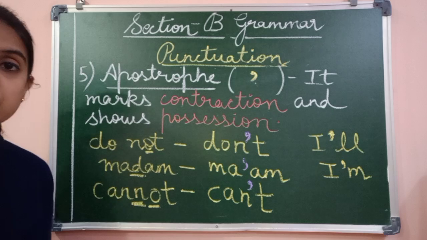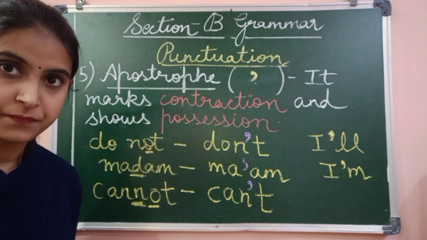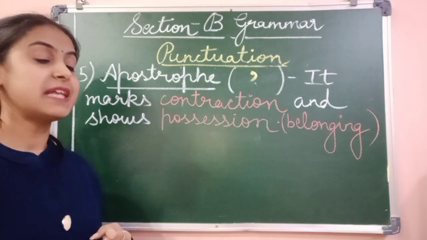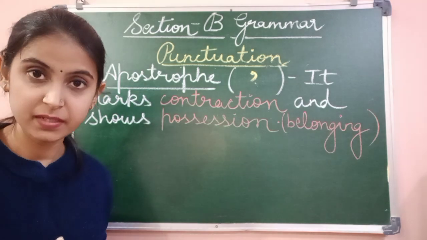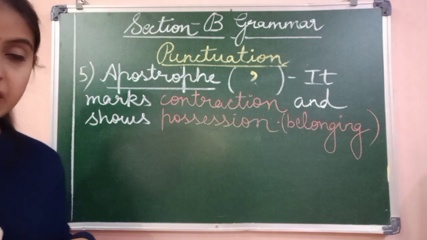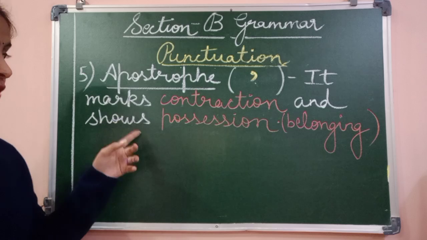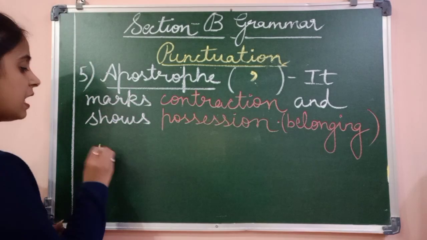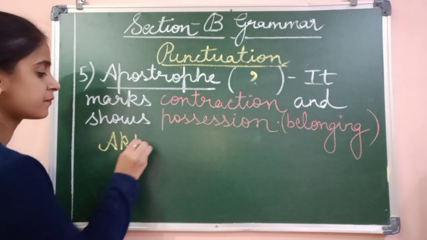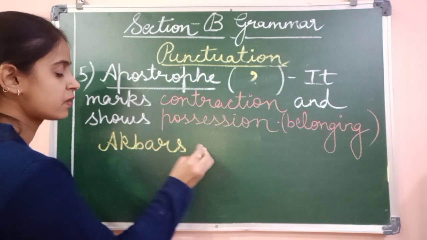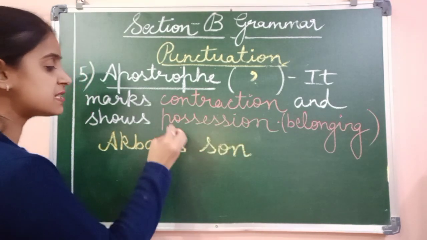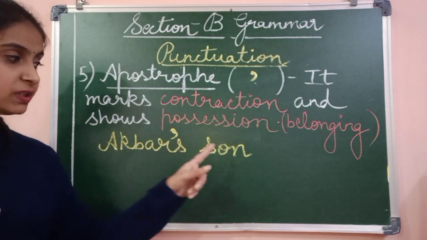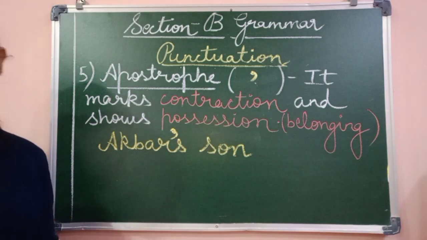Now, how apostrophe shows possession. Possession means belonging. Whenever we have to show that something belongs to someone, we use apostrophe. So apostrophe is also used to show possession. For example, I say Akbar's son. So I put an apostrophe here to show that son is of Akbar.